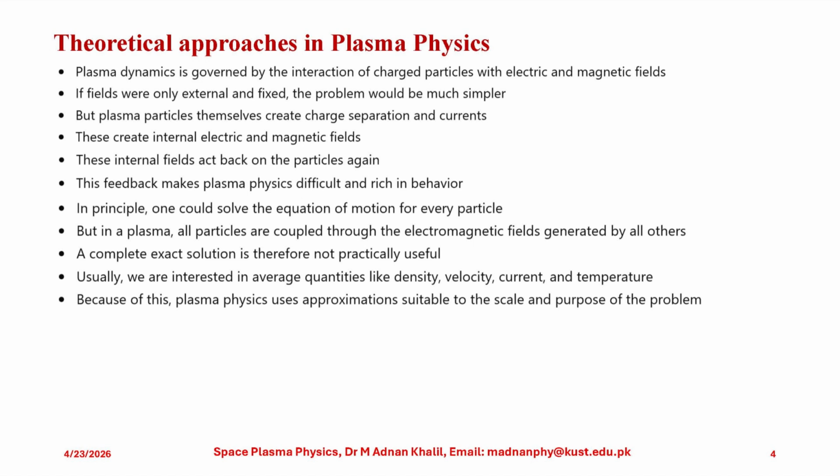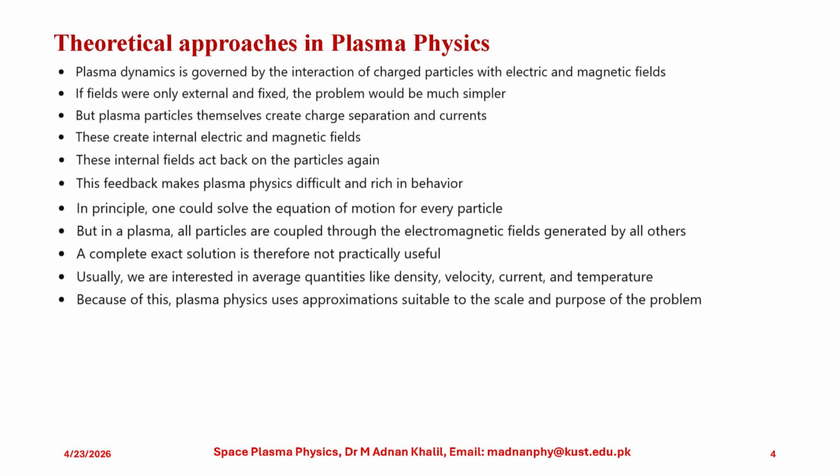Plasma physics requires different theoretical approaches because a plasma is not simply a collection of independent particles moving in fixed external fields. Charged particles respond to electric and magnetic fields, but they also create charge separation and currents. Those, in turn, generate internal electric and magnetic fields. These self-generated fields act back on the particles again. So plasma motion involves feedback between particles and fields. If all fields were only external and fixed, the problem would be much simpler. But in a real plasma, the internal fields make the problem richer and more difficult.